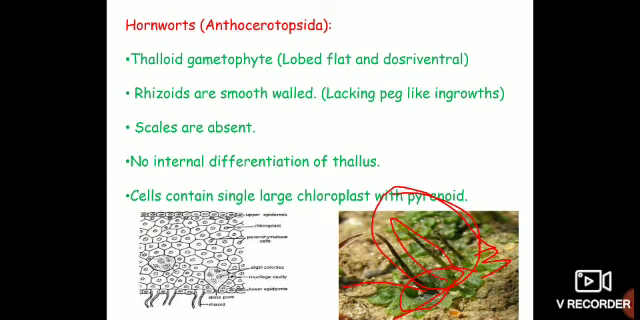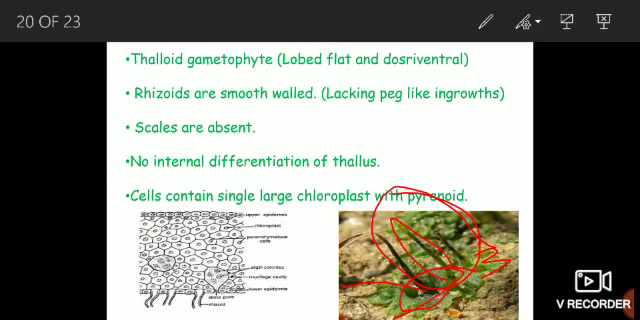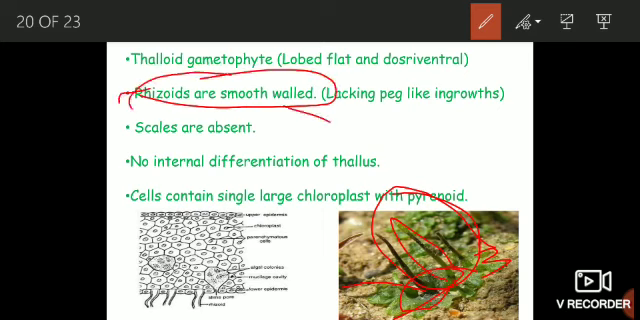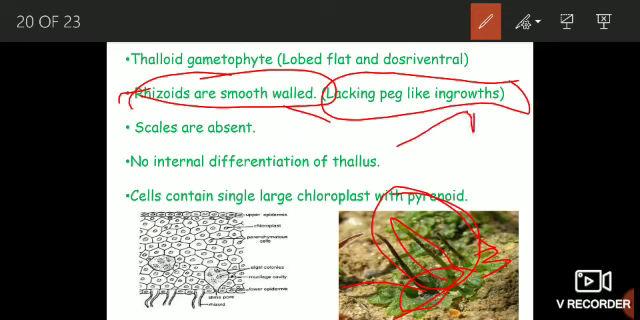Now, the second important feature of this class is that the ventral surface of the thallus is attached to the soil with the help of some rhizoids, and these rhizoids are smooth walled and unicellular. This is a distinguishing feature of this class, because in Hepaticopsida we have seen the rhizoids are both smooth walled and tuberculate. Tuberculate rhizoids are those in which peg-like ingrowths are present. Here you can easily see these peg-like ingrowths. These are absent in Anthocerotopsida. And one more feature is that scales are absent.